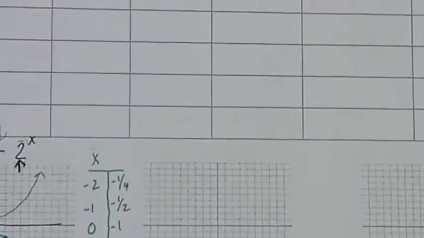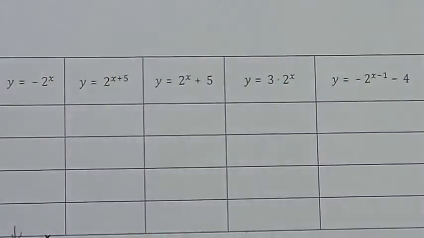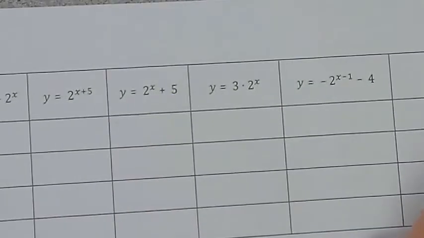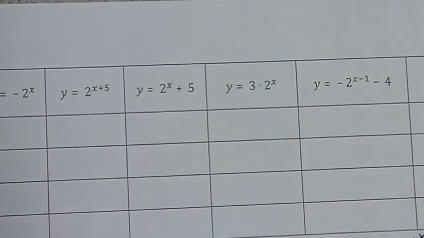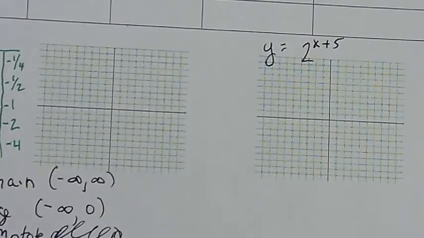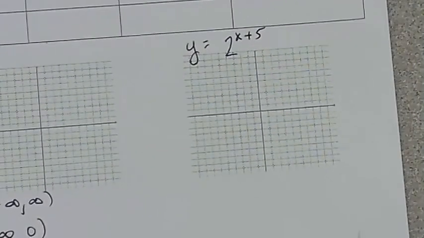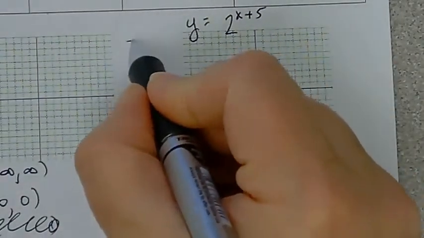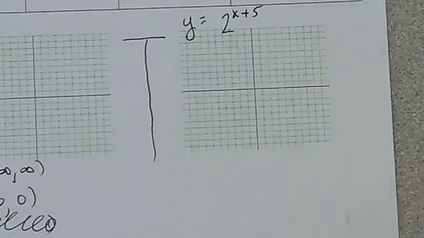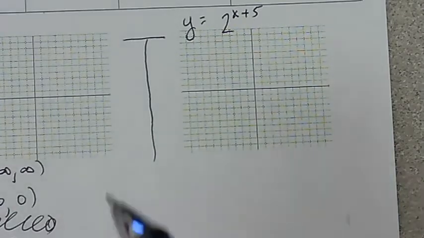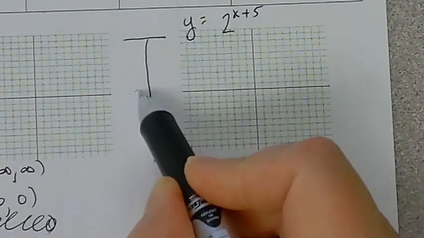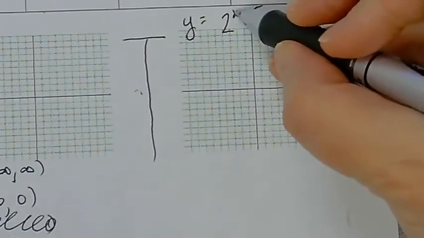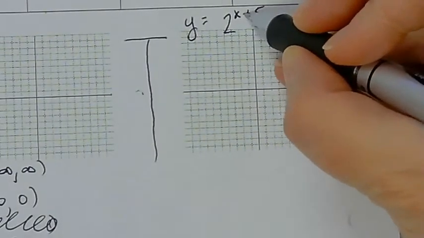All right, let's do another graph. Let's go do the second one on here. That's y equals 2 to the x plus 5 power. Y equals 2 to the x plus 5. I'm going to graph this one by making a table of values again. But this time I want to be strategic about the numbers that I try for x. Typically I start with 0, but I don't want to start with 0 this time because if I put 0 in for x, this is going to end up being 5.